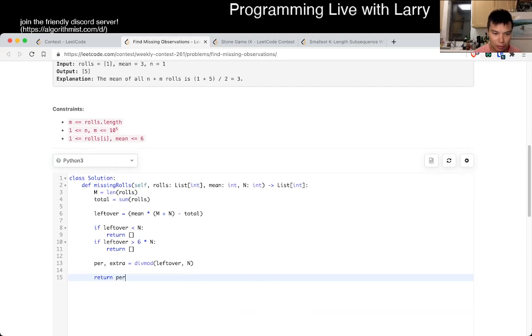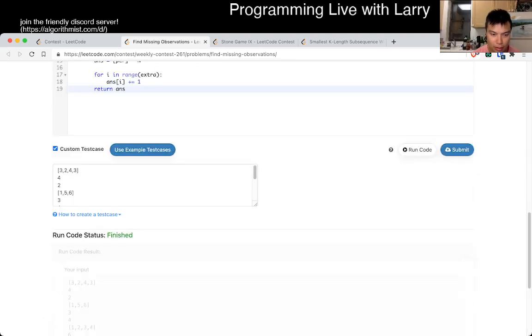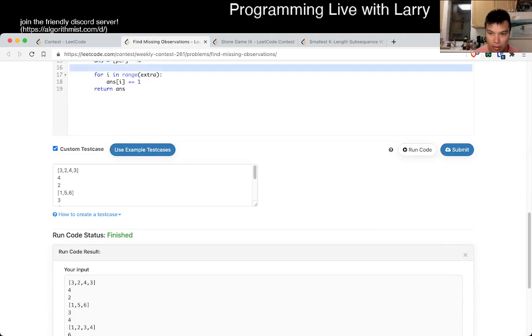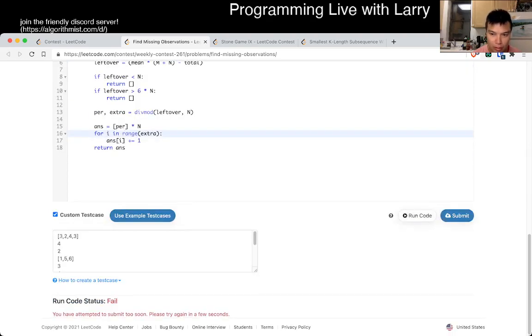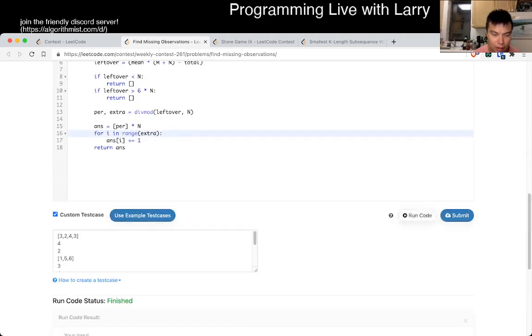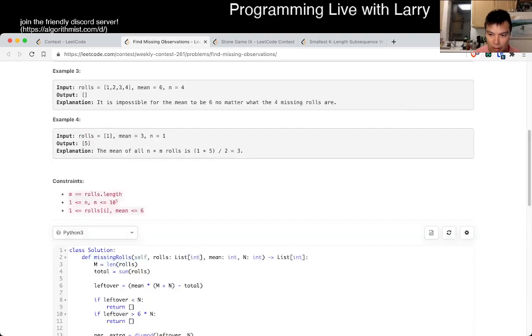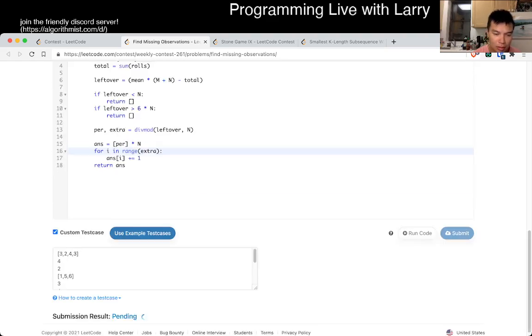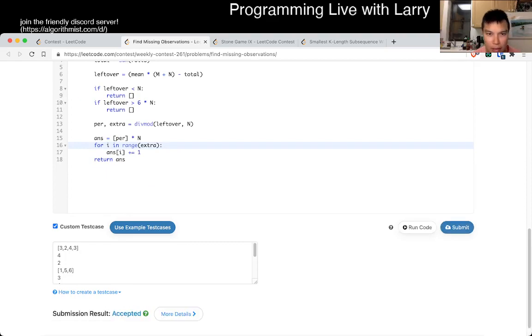per times n, and then for the extra we just do an increment of 1. I think that should be okay. Good. Okay, 66322. Let's give it a submit. Did I miss any silly case? Okay, good.